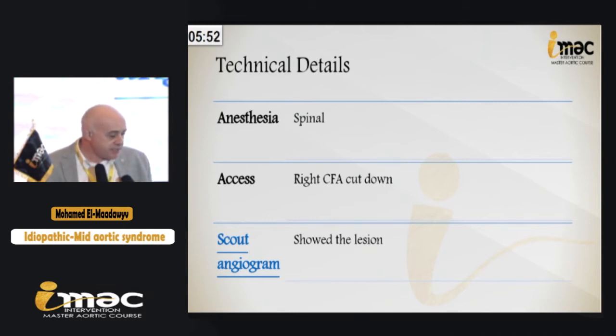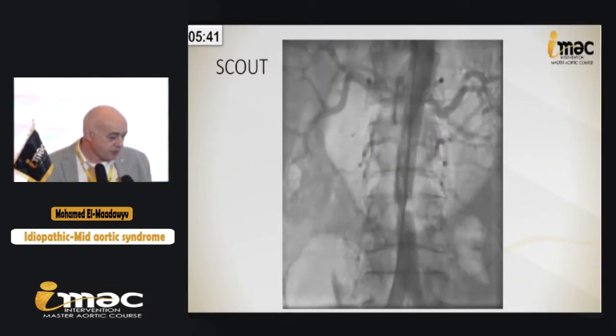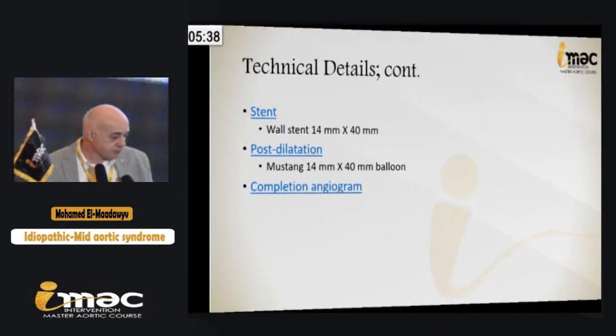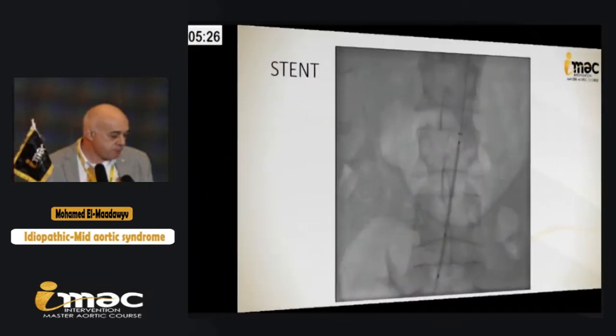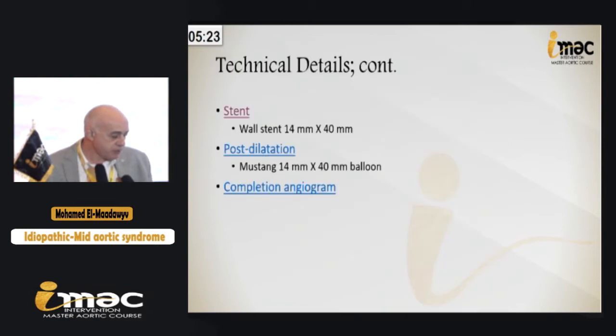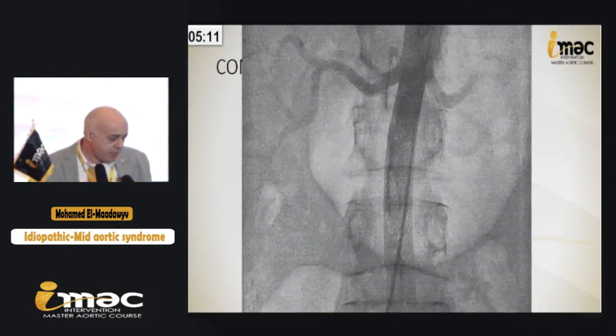Under spinal anesthesia, we went up through a right common femoral cutdown, and the scout angiography revealed this picture. We put a primary stent, a Wallstent 40 millimeters by 40 millimeters in length, and we used post-dilatation with a Mustang balloon matching the same diameter and length as the Wallstent, and this was the completion angiogram of her procedure.